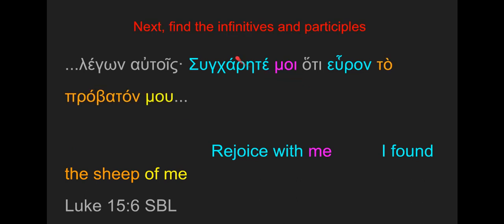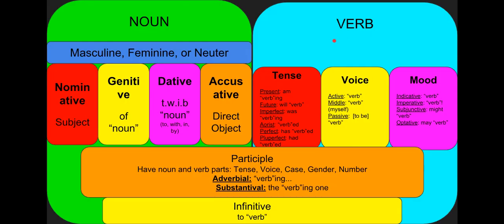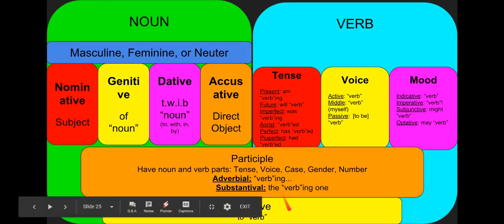After that, we need to find the infinitives and participles. They both have noun and verb parts. So when a participle has an article before it, it is usually being used as a noun. It's being used substantively. So you would just put, here's the definition of the verb, you'd put the verbing one. So John is the explaining one. He's the one explaining the love of God. But when it doesn't have that article, a lot of times it's adverbial, and you just put the verb plus ing. So explaining.